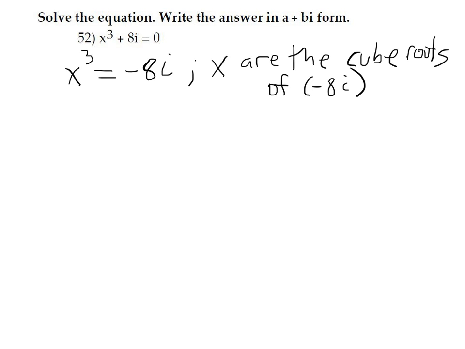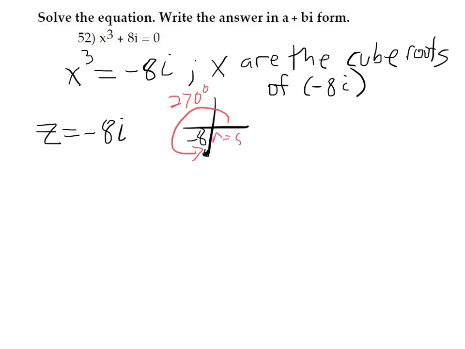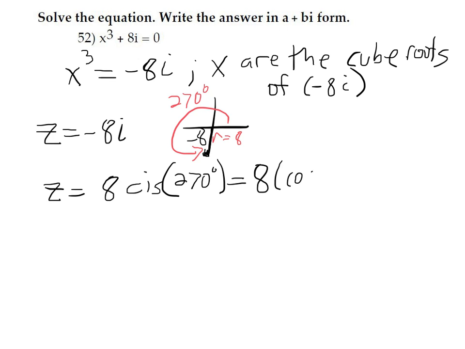So we'll start off with z equaling negative 8i, location down, negative 8. So that would be angle 270 degrees, and r equals 8. So we can convert z into 8 CIS 270 degrees. Don't forget what CIS stands for. It is cosine of 270 degrees plus I sine of 270 degrees. It's just a quicker notation. It means the exact same thing.